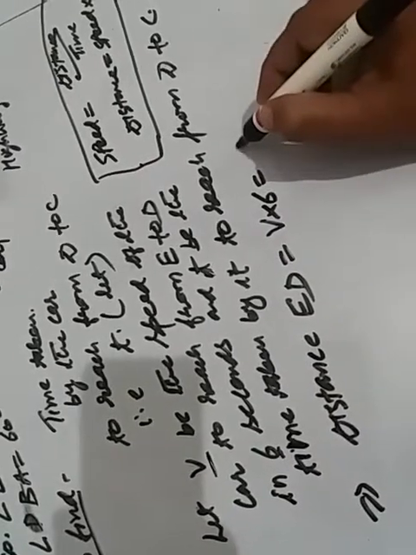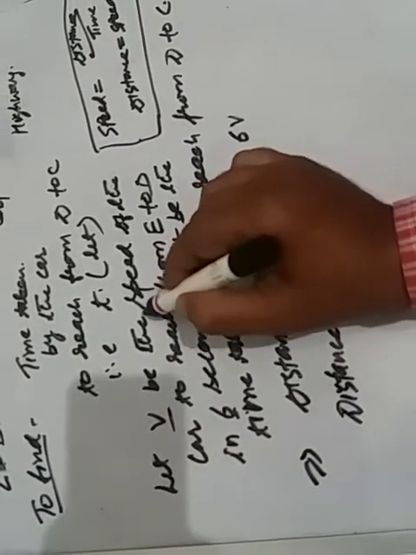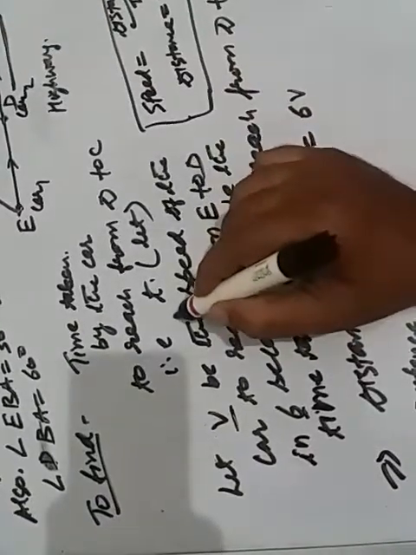ED equal to what? Distance ED equal to speed into time. Speed we have assumed to be V. Clear? That is V into time, which is 6 seconds. That is V into 6, that is 6V. Okay children, this is 6V, and distance DC equal to what? Same, the uniform speed, that is here you can write down the uniform speed.